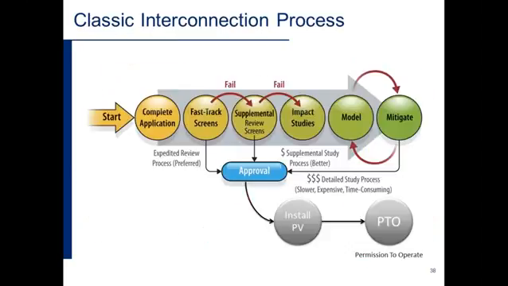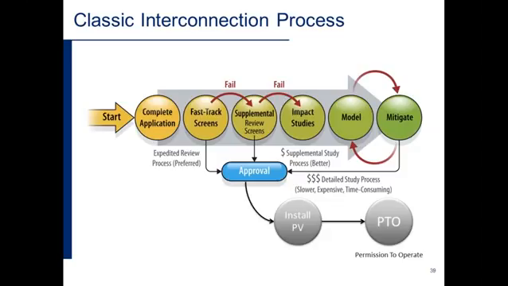So if we go to the next slide, this shows the classic interconnection process that we'd like to see in any country that's starting to see distributed generation roll out. This process is really straightforward. You've got your application, where a developer or customer notifies the utility that they intend to install a PV system. The utility then applies a fast-track screen with some basic technical questions to determine if that system can be interconnected quickly.